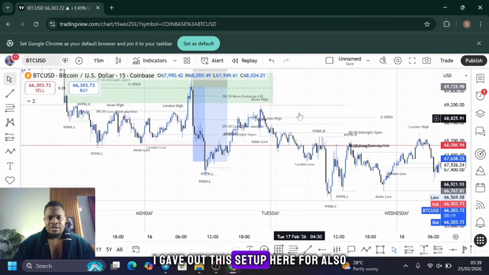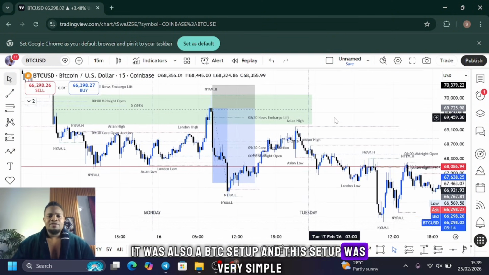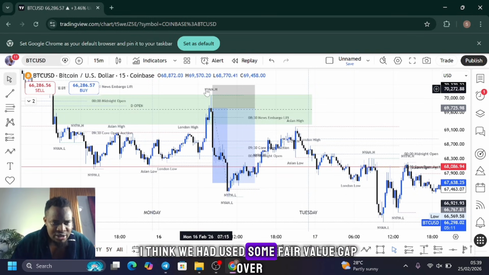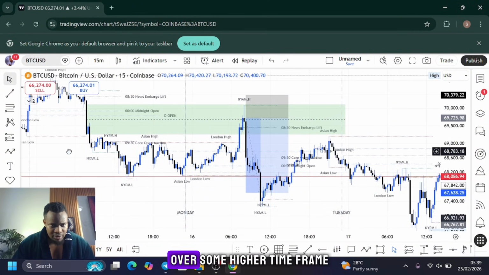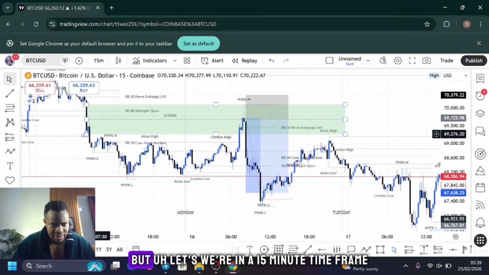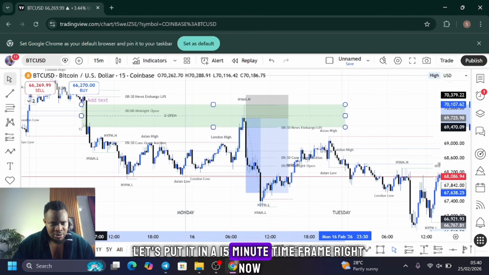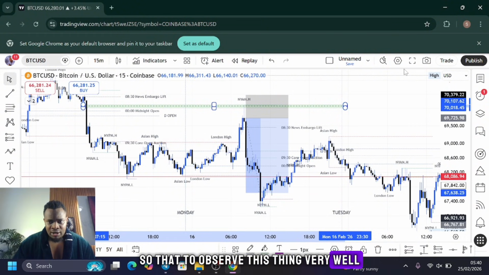I gave out this setup here, also a BTC setup, and it was very simple. For those people who always follow me, I think we had used some fair value gap of some higher time frame. But we are in a 15-minute time frame. Let's put it in a 15-minute time frame right now so that we observe this thing very well.